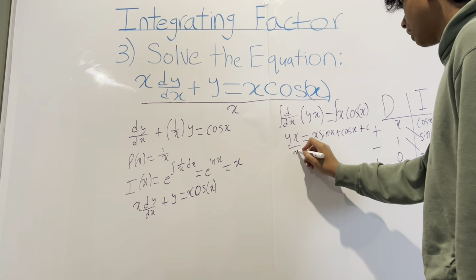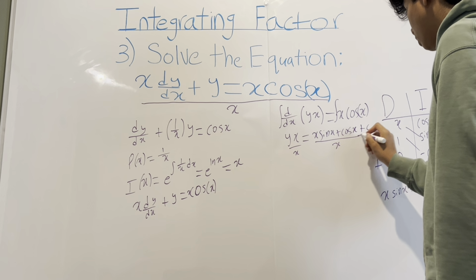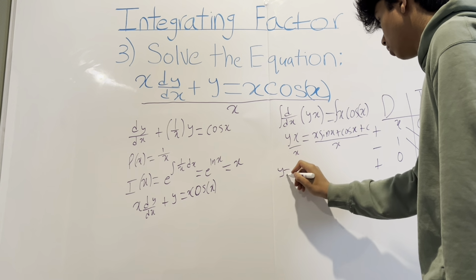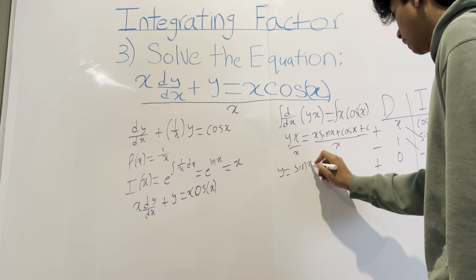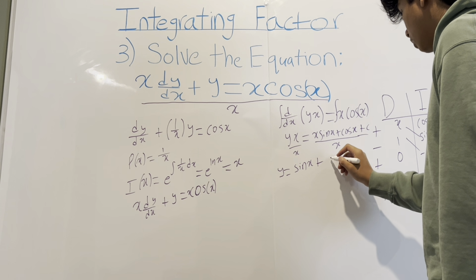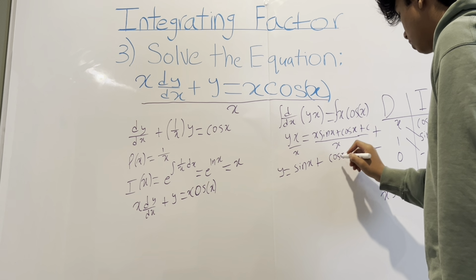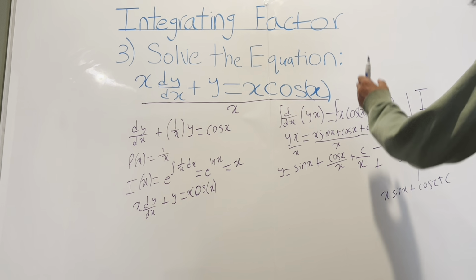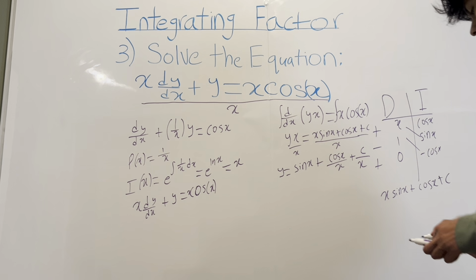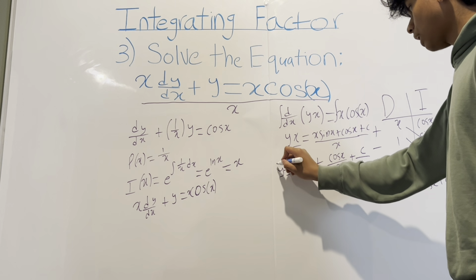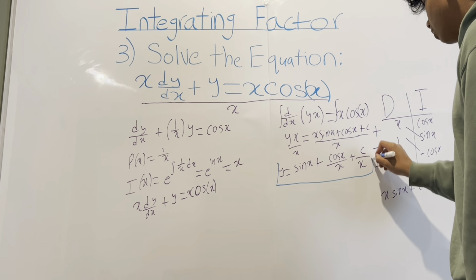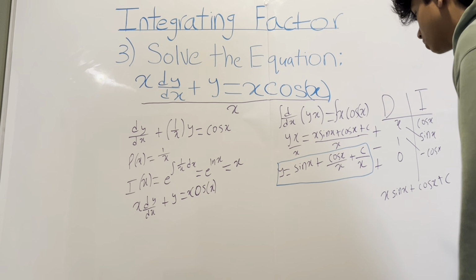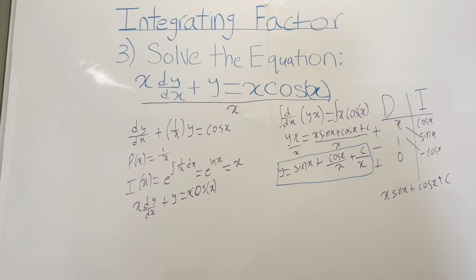Now we just have to divide by x on both sides to solve for y. So y is equal to sine x plus cosine x over x plus c over x. And since we're not given a point, we don't need to find a particular solution. So we just have y is equal to sine x plus cosine x over x plus c over x. And this is our final answer.